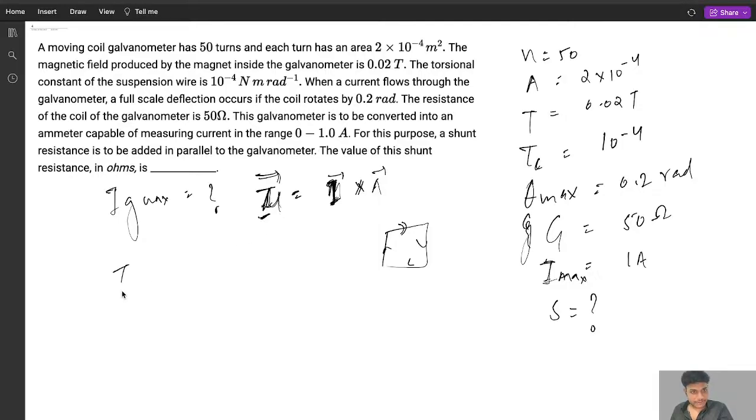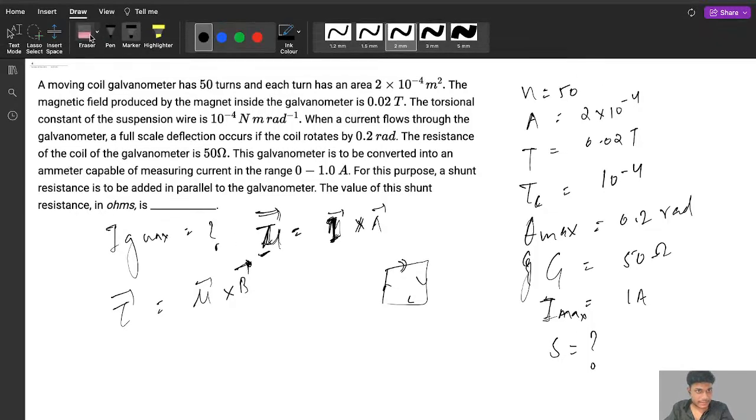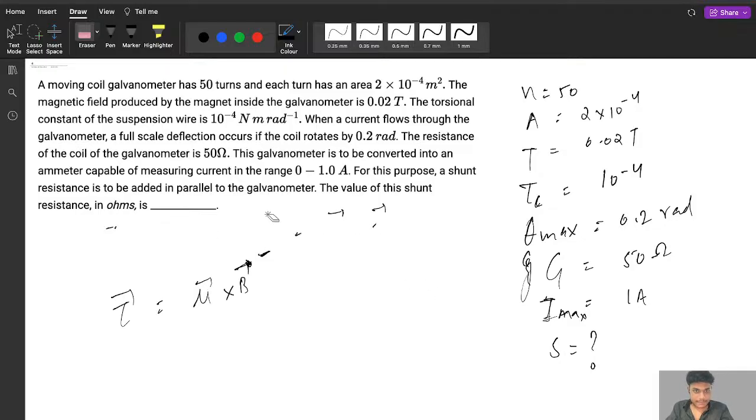And from here we get torque is equal to mu cross B, right? Mu cross B. Let me erase these extra things. Let me write this again.